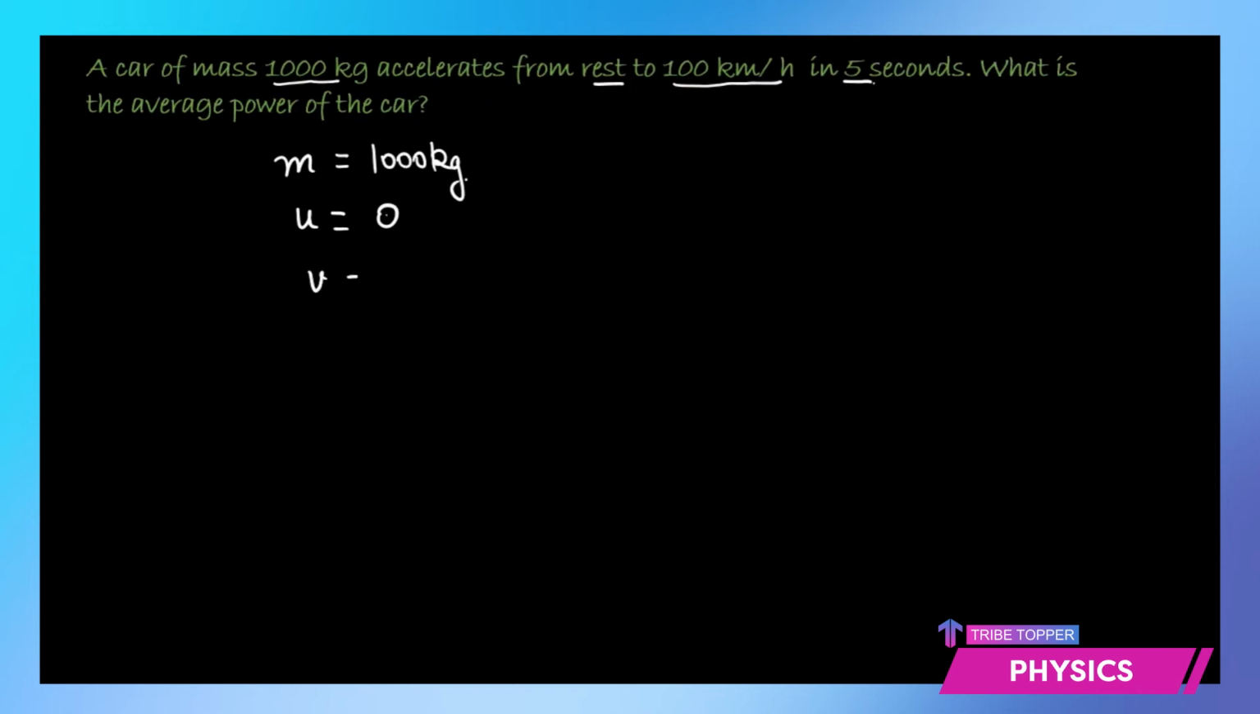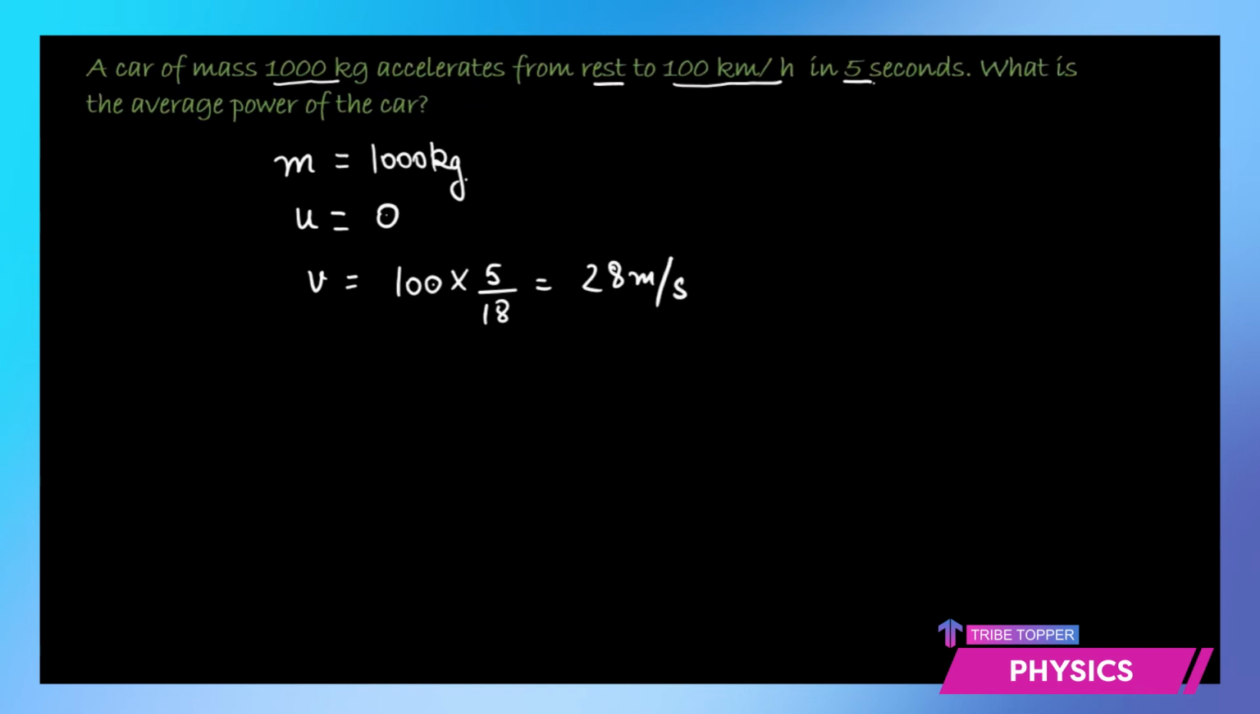So what's going to be the final velocity? This is 100 kilometers per hour. So I'll multiply it with 5 by 18 to convert it into meters per second. And this comes out to be roughly 28 meters per second. So we'll round it off to this number, 28 meters per second.